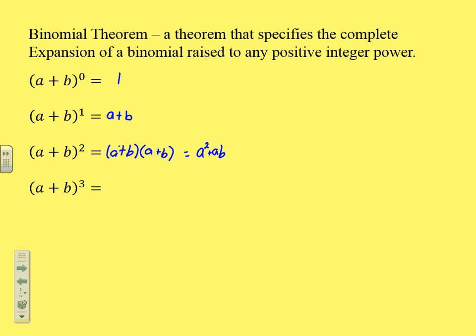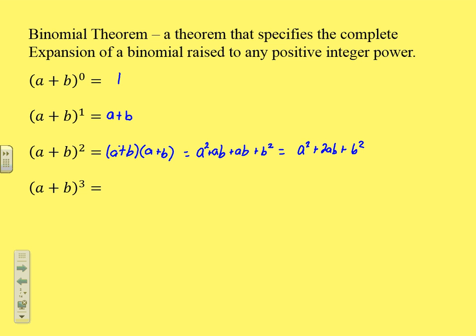ab, and then we distribute the b into the other binomial: b times a gives me another ab, and b times b gives me b squared. When we simplify that, we get a squared plus 2ab plus b squared. So overall, not too challenging, not too bad.